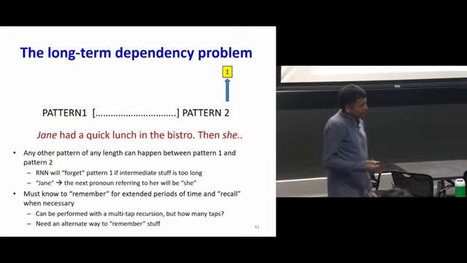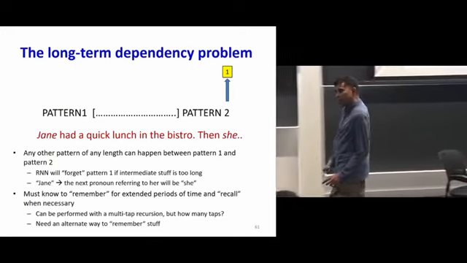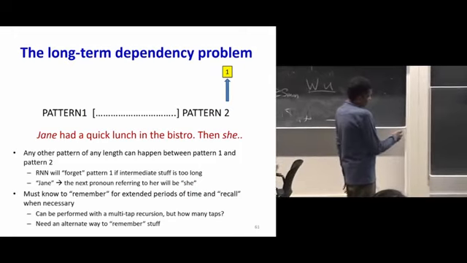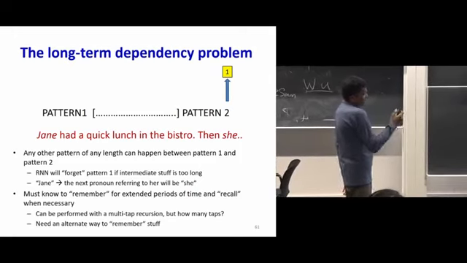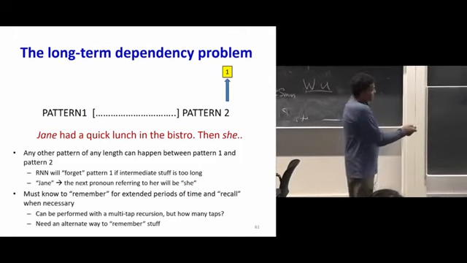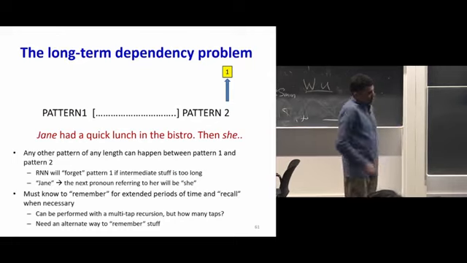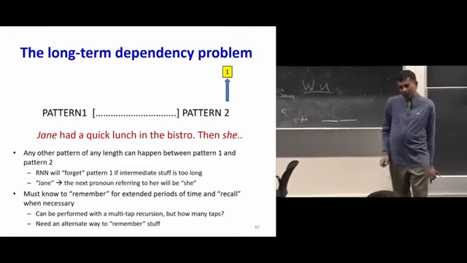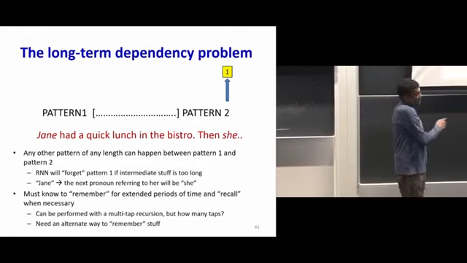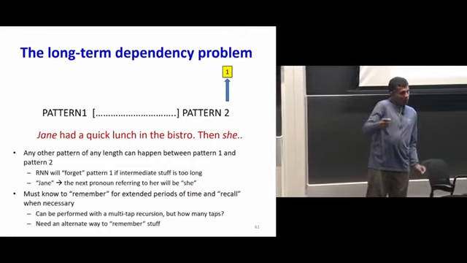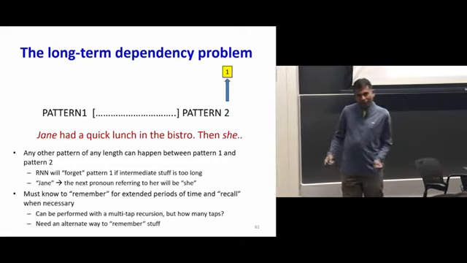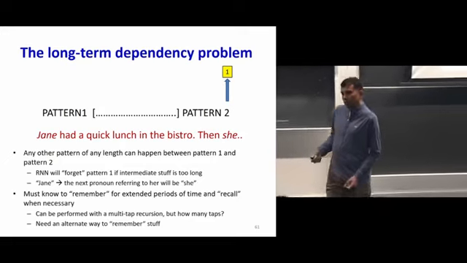Just as I said in the case of the program, if you're generating programs, if you open a parenthesis, you want to close it. In the case of language, here's another example. Jane had a quick lunch in the bistro, then she. There's this word, she, that depends all the way back on Jane out here, and you have no idea what else happens in between. And if this had been Tom, that would have been a he. So you have this very long-term dependence, right? And the length of the dependence cannot be predicted beforehand.